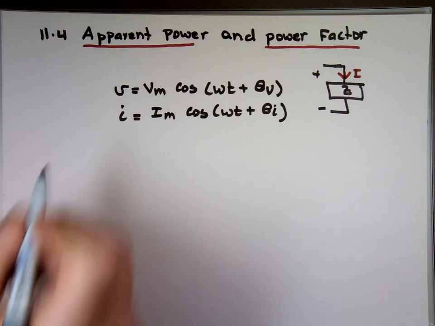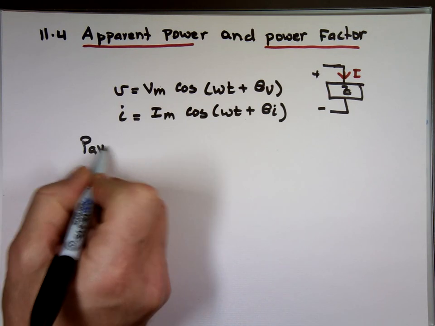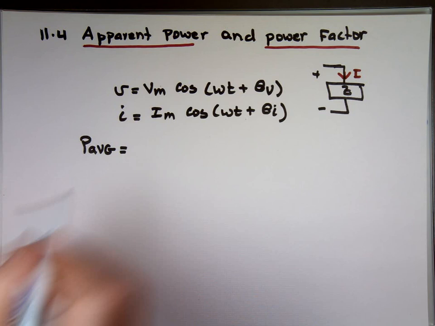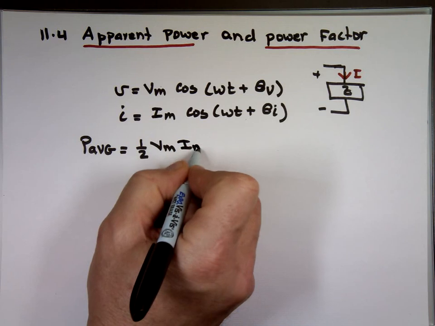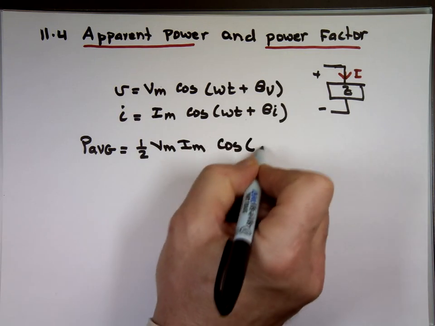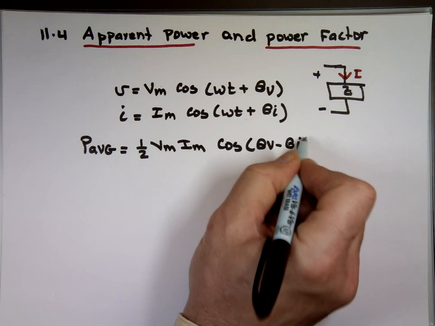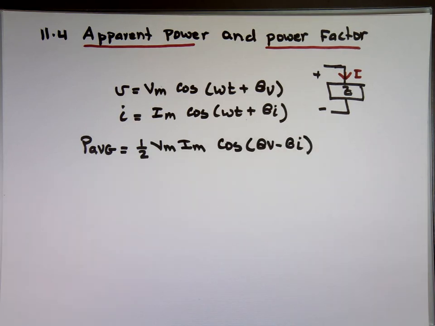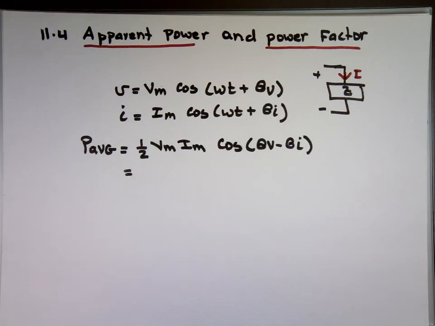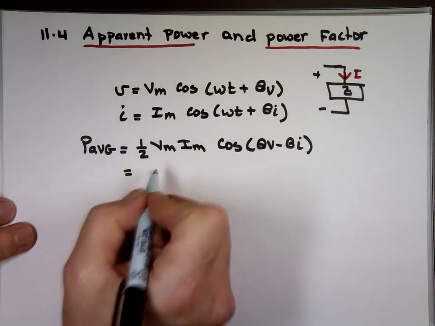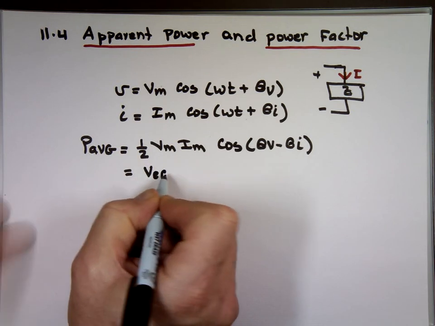Now, if you remember when we did the average power, P average, we called it 1/2 V max, I sub max, cosine theta V minus theta I. Or, if you want to write that in terms of V effective, let me just write it on a separate line.